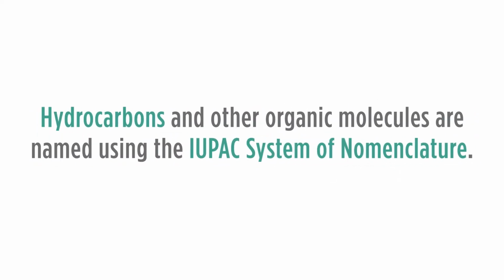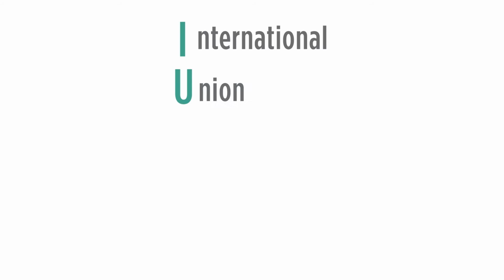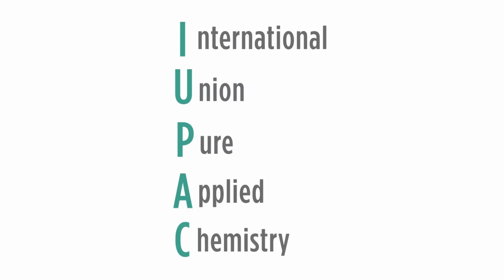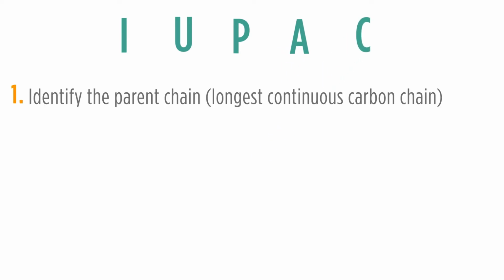Hydrocarbons and other organic molecules are named using the IUPAC system of nomenclature. IUPAC stands for International Union of Pure and Applied Chemistry. The IUPAC rules for naming simple organic molecules are straightforward. First, identify the parent chain. This is the longest continuous carbon chain.